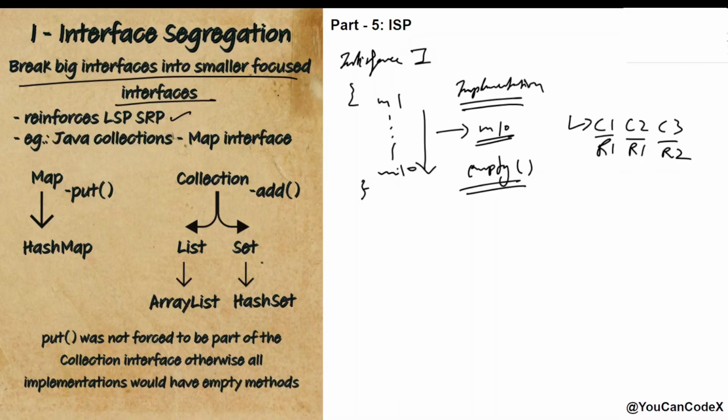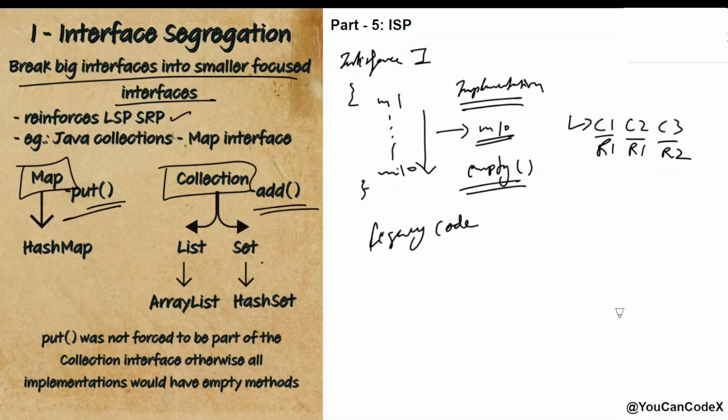I have shown the Collection interface and the Map interface here as an example. As you can see, the add method and the put method are segregated into separate interfaces instead of being combined into one, so that they can play their own responsibilities. And one more thing I would like to cover is that at times we have legacy code wherein we already have big interfaces. So how would you deal with them? We will try to understand this with the help of an example.